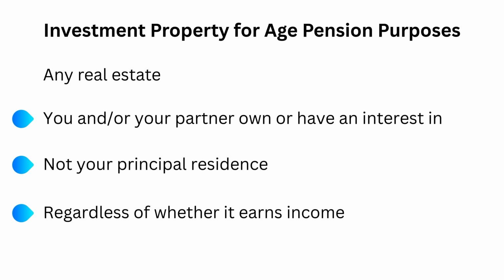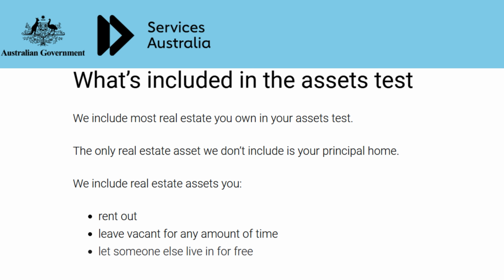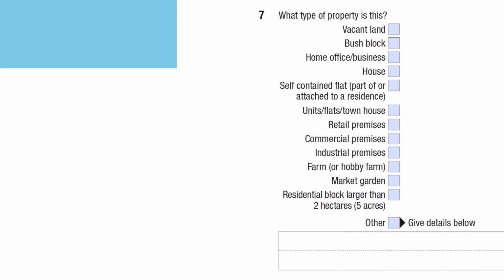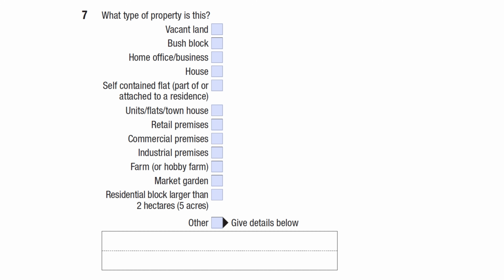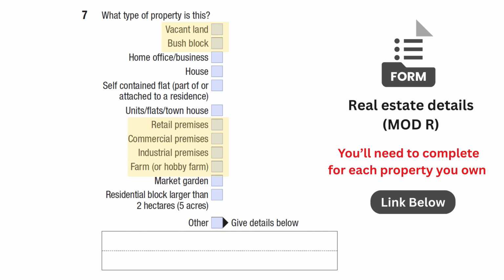So basically, any real estate assets you rent out, leave vacant for any amount of time, such as a holiday home, or let someone else live in for free, living when you are not at your principal home. Importantly, this applies to properties in both Australia and overseas. It's not just houses or apartments, it can also include vacant land, bush blocks, commercial property, hobby farm, and more. Here's a fairly comprehensive list from the real estate details form, which you'll need to complete for each property you own when applying for the age pension.